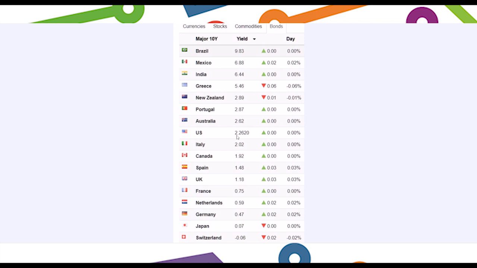It's in the 2.2s. And what this means is, if you were to buy a treasury bond from the U.S. government, they will be paying you an annual coupon of 2.262%. So for each $1,000, you get 2.262% of that annually. And usually a bond is paid semi-annually. So you need to divide this by two, and every 6 months you would get this rate divided by two.